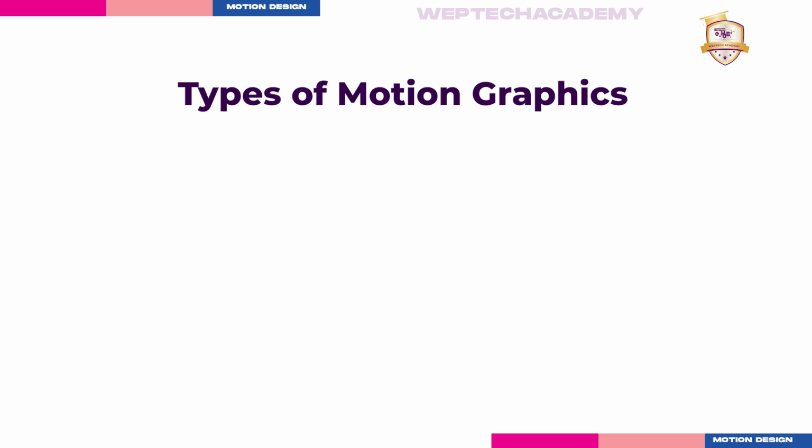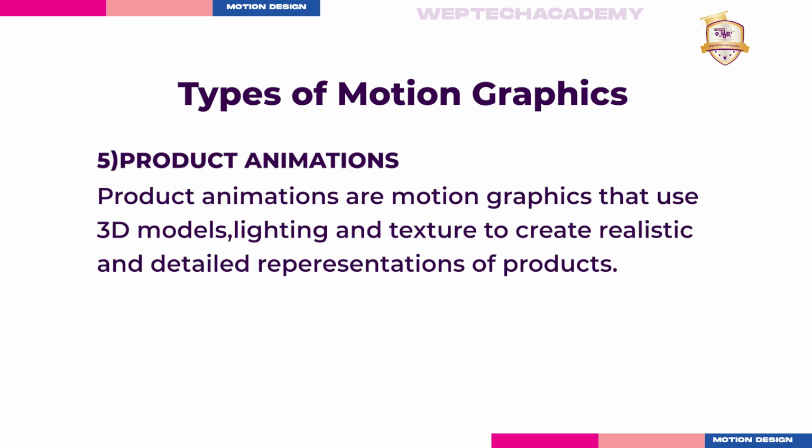So guys, that is just an example of an explainer video. And that will take us to the fifth type of motion graphic we're going to look at today, which is product animations. And what are product animation graphics? Product animations are motion graphics that use 3D models. That is, product animations are mostly 3D. They use 3D models, lighting and texture to create realistic and detailed representations of products.